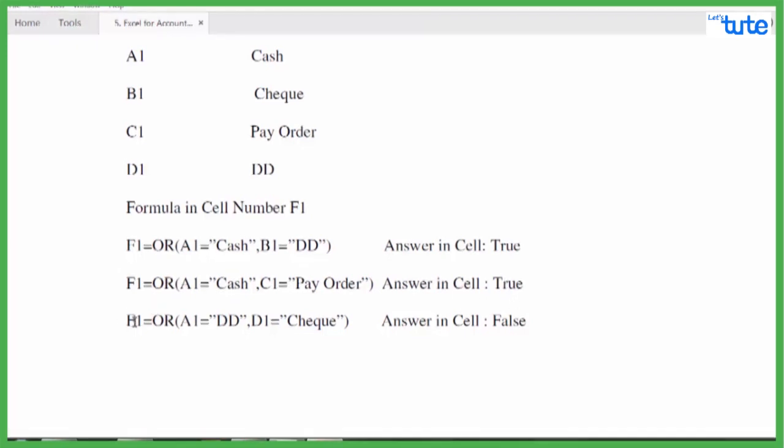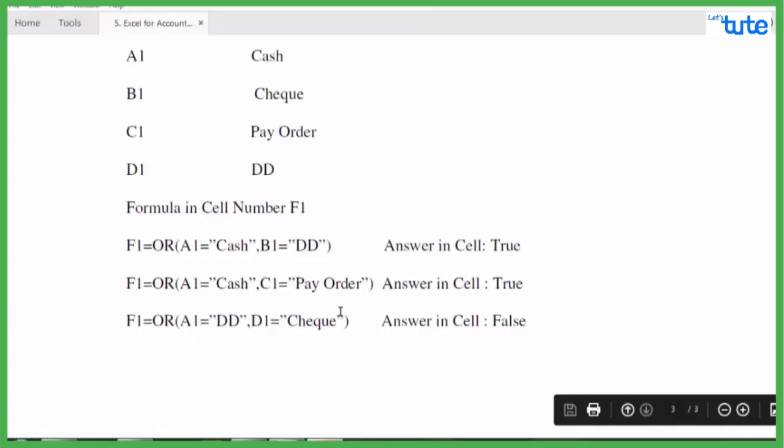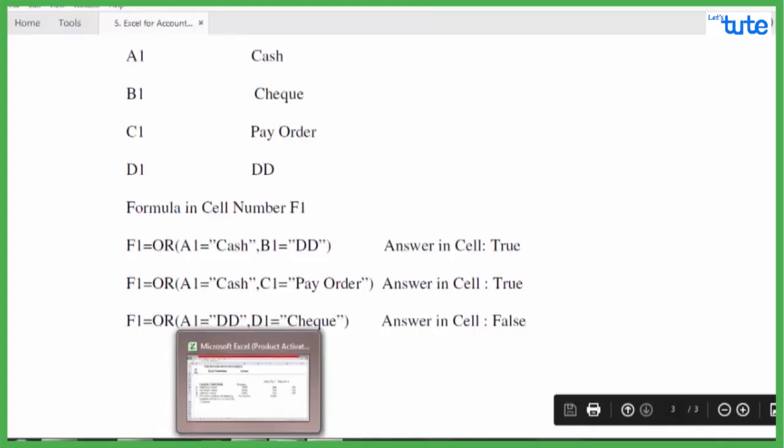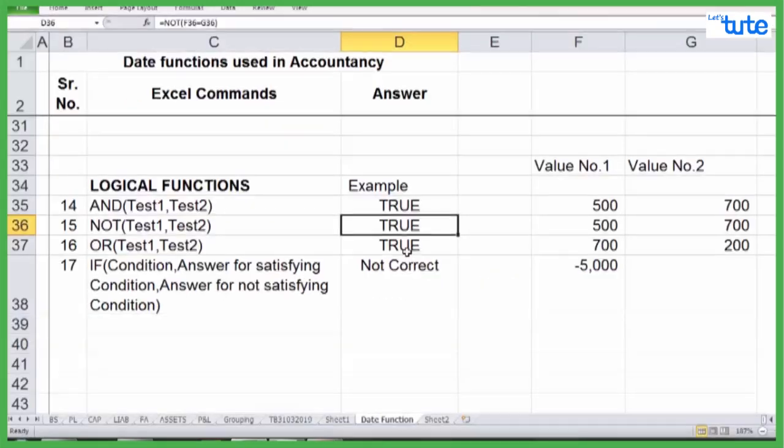Now last example, F1 equal to OR bracket open A1 equal to DD and D1 equal to check. Both the conditions are not satisfied. Okay, both the conditions are not satisfied, then your answer is false. Let's do practice in Excel also.